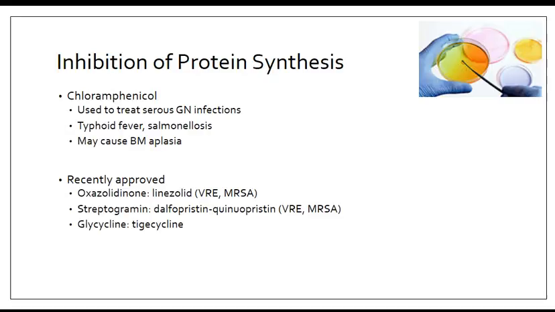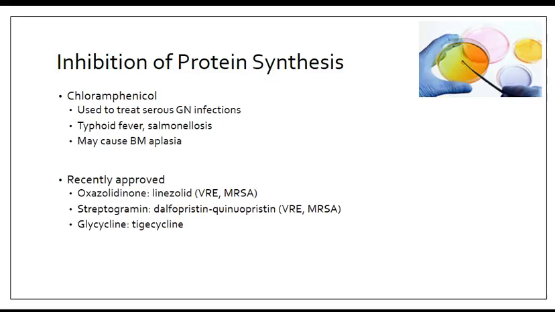Chloramphenicol is usually used for serious gram-negative infections like typhoid fever, salmonella, cholera. It can be almost dangerous to a person because it can cause bone marrow aplasia. So the patients can become anemic, leukopenic, and even the platelets can be decreased.